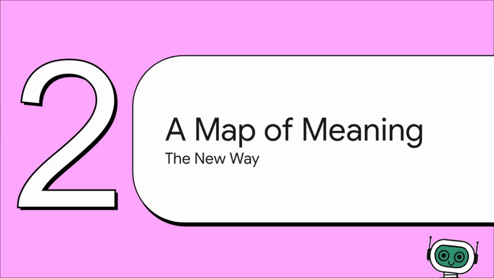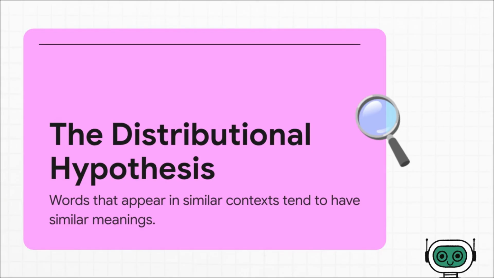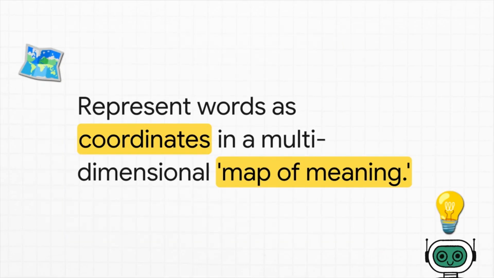Well, the key insight is actually surprisingly simple, and it comes from a long-standing idea in linguistics. And here it is. This is the principle that changes everything. It's the simple observation that you shall know a word by the company it keeps. If two different words tend to appear surrounded by the same neighboring words, they probably have very similar meanings. This leads us to the big idea. What if we could build a map of meaning?